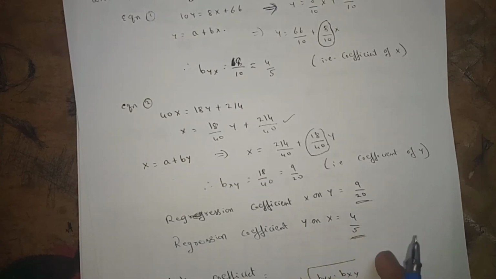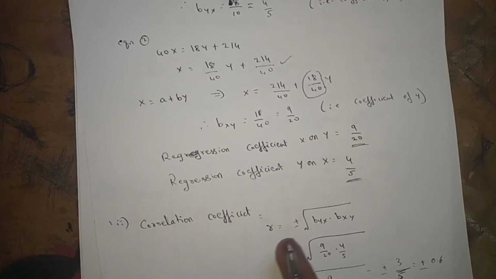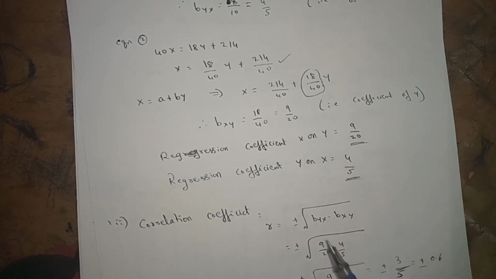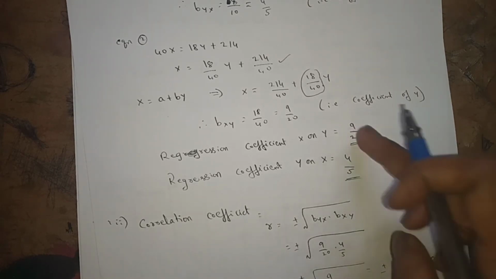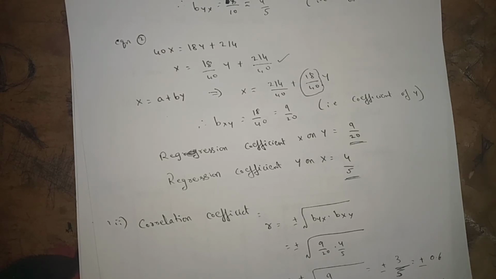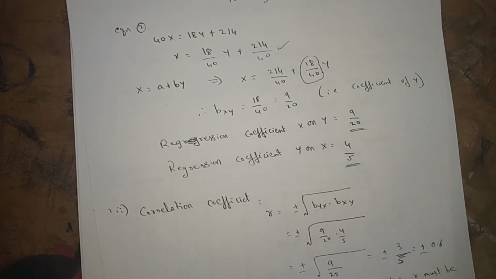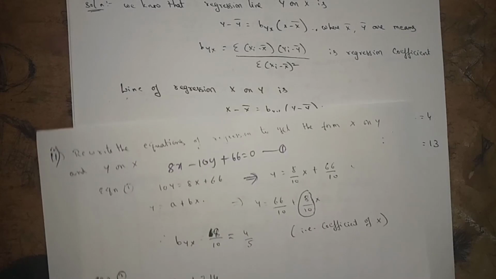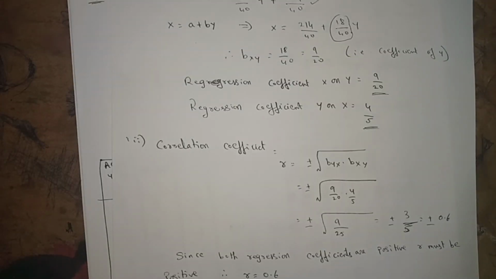Regression coefficient y on x is equal to 4 by 5. Now the correlation coefficient r is equal to plus or minus under root of byx into bxy. That is plus or minus the root of 9 by 20 into 4 by 5, which we have just got. That is equal to plus or minus 3 by 5, which is plus or minus 0.6. Since both regression coefficients are positive, r must be positive, that is 0.6. Like this you have to do. And thank you.